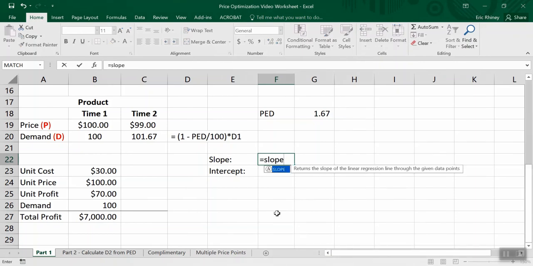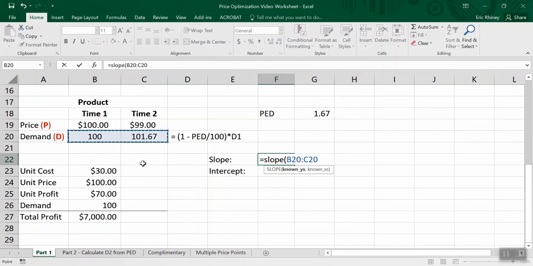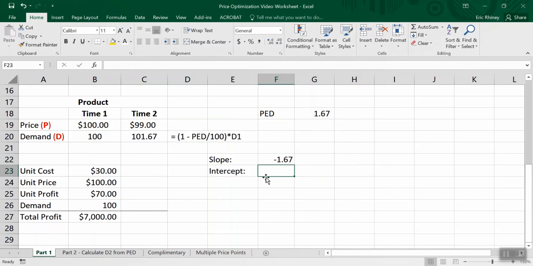And we can calculate using an Excel function called SLOPE. Equals SLOPE. We open the parentheses and it says, what are the known y's? Remember, our y is the demand. So here our known y's are this 100 and this 101.67. And then we put a comma. What are our known x's? Well, our known x's are the price at time 1 and price at time 2. We close the parentheses and we have a slope of 1.67. All right, what is our intercept?